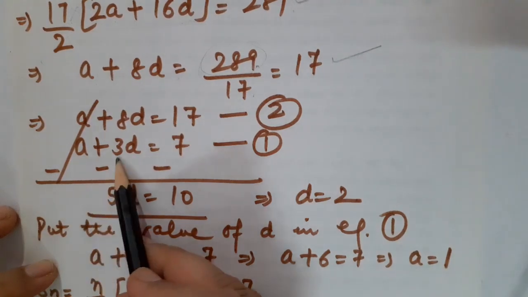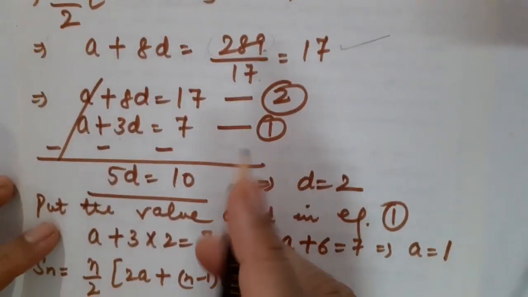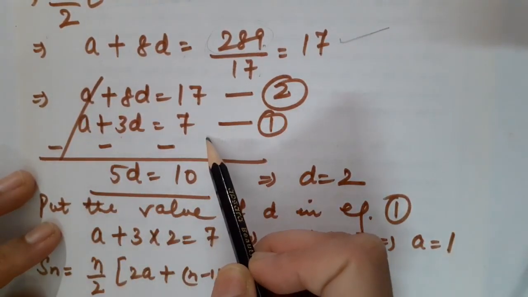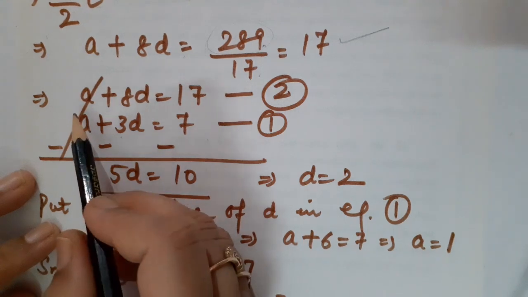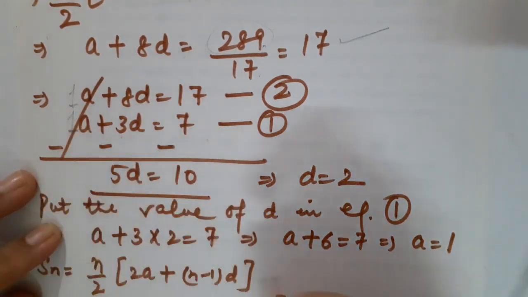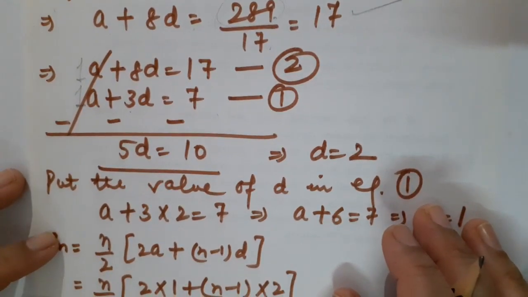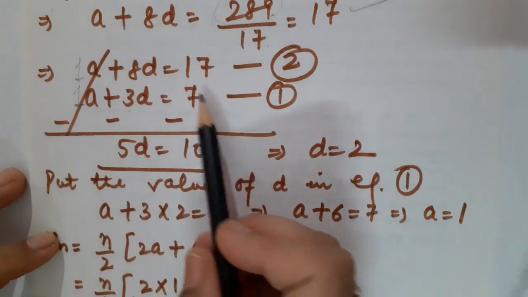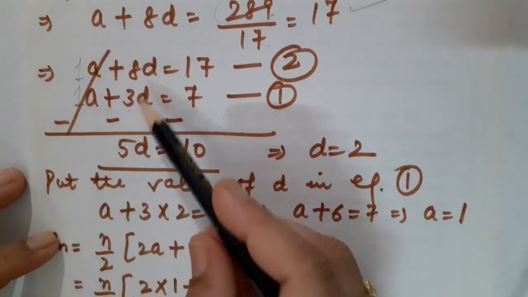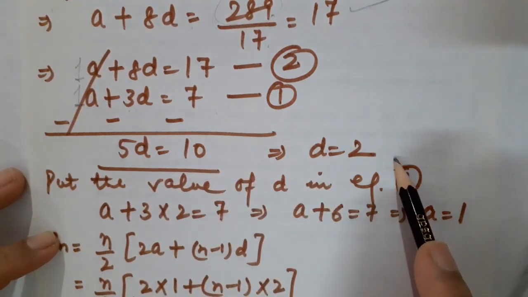And a plus 3d is equal to 7. This is equation number 1. Now children, you have got a pair of linear equations in two variables. And luckily, if I apply the elimination method, I can see that the numerical coefficient of a is the same. Correct? So just subtract equation number 1 from equation number 2. This positive a and minus a are going to be cancelled. So you will be getting 5d is equal to 10. What would be d? d is equal to 2.